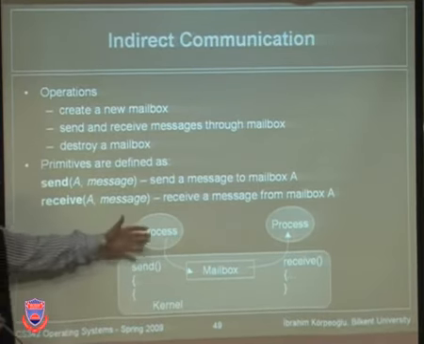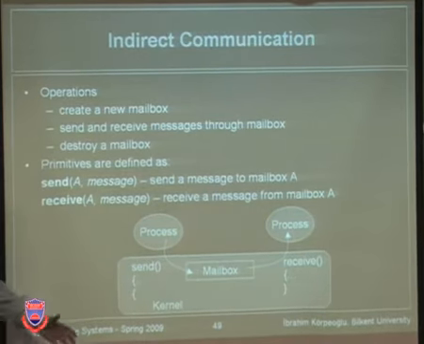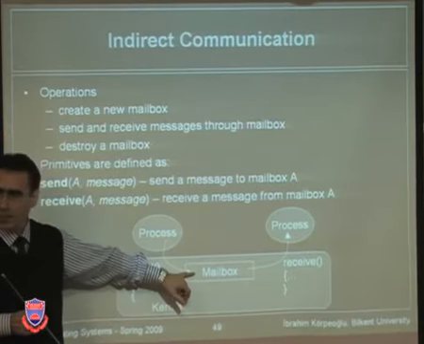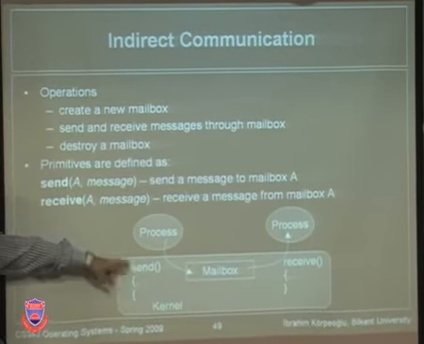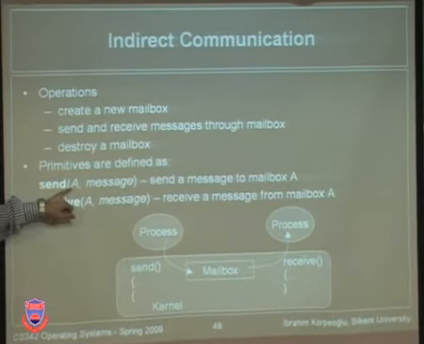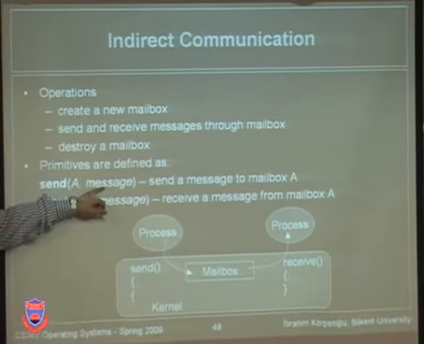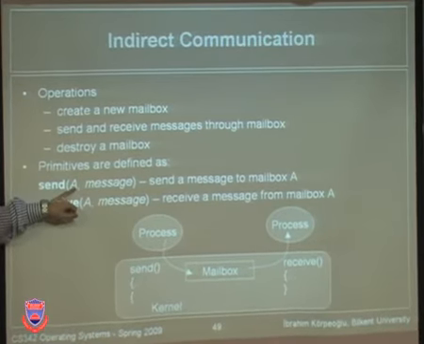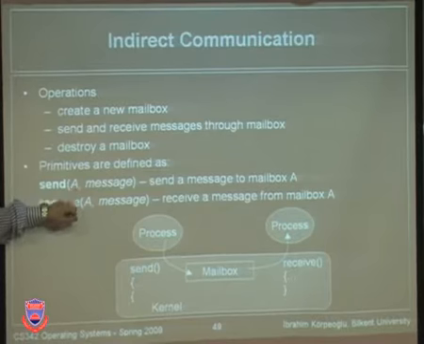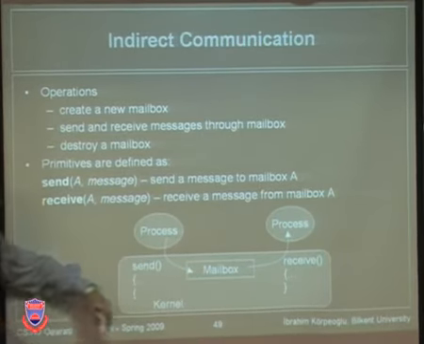So a process that would like to send a message to another process, first a mailbox has to be created with some ID. Then that process will just invoke a system call, for example, send, give its message to that system call as a parameter, and also it has to identify the mailbox through which the message will be passed. So A is, for example, the ID of that mailbox.